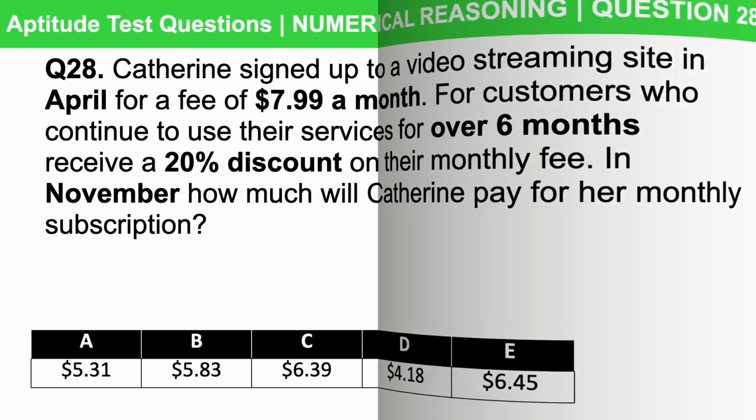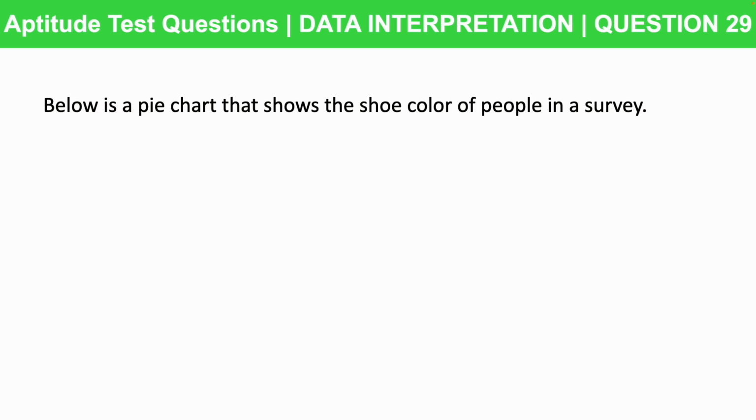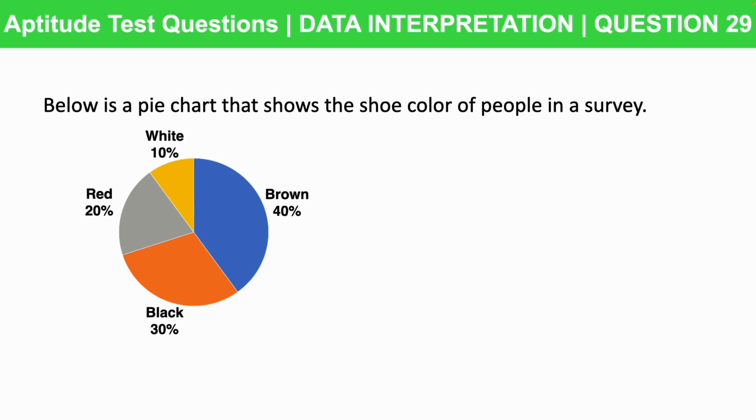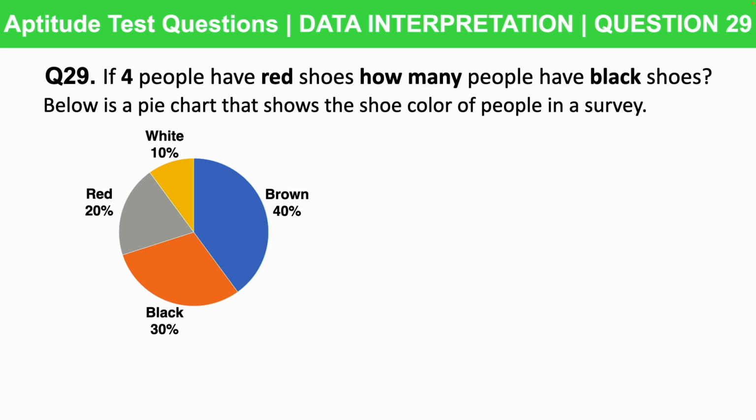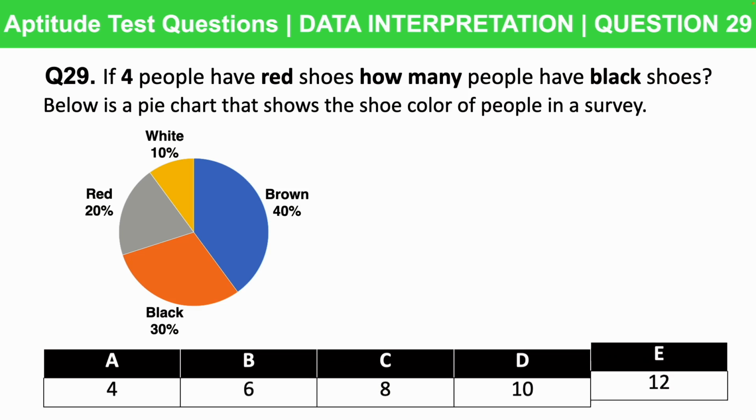Let's try another question, but this time we're going to look at some numerical reasoning practice questions with visual graphs and tables. These numerical question types are known as data interpretation tests. So here is the question. Below is a pie chart that shows the shoe colour of people in a survey. Here is that pie chart. And the question is this: if 4 people have red shoes, how many people have black shoes? Is the answer option A, 4, B, 6, C, 8, D, 10, or E, 12?